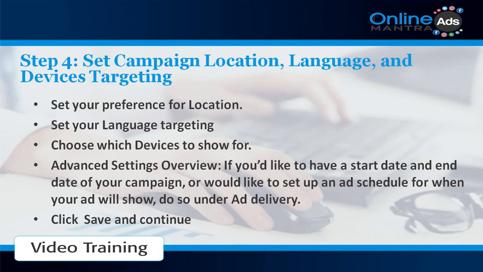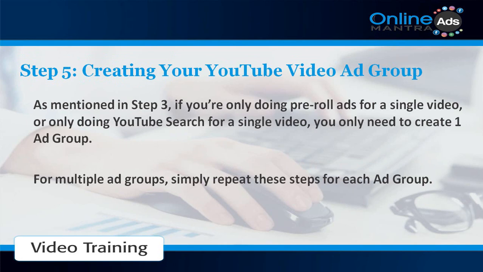Step 4. Set campaign location, language, and devices targeting. Set your preference for location. Set your language targeting. Choose which devices to show for. Advanced settings overview. If you'd like to have a start date and end date of your campaign, or would like to set up an ad schedule for when your ad will show, do so under Ad Delivery. Click Save and Continue.